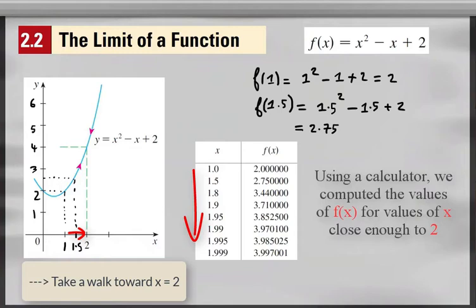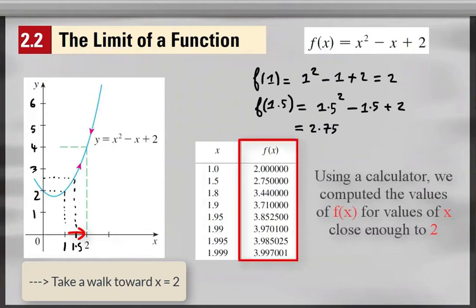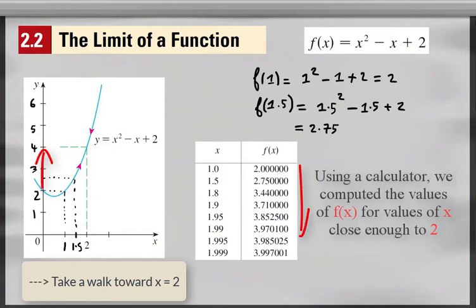And if you look at the second column, the values of the function are getting closer to a specific number, which appears to be 4, right? We go from 2 to 2.75 to 3.44, 3.71, 3.85, 3.97, 3.98, 3.99, and if we keep doing this, we'll probably reach the value 4. As x gets closer to 2 from the left, it appears that the function values are getting closer to 4.